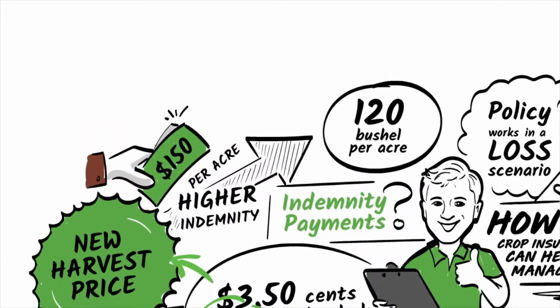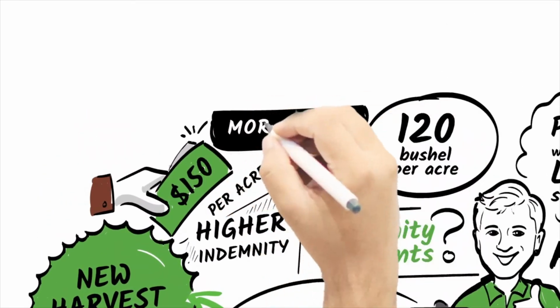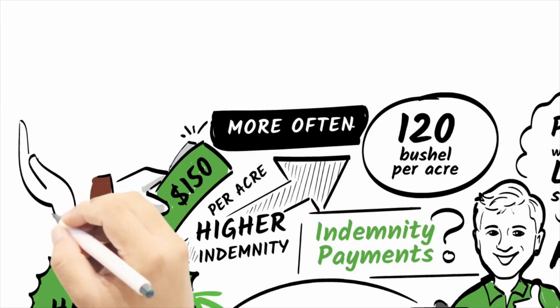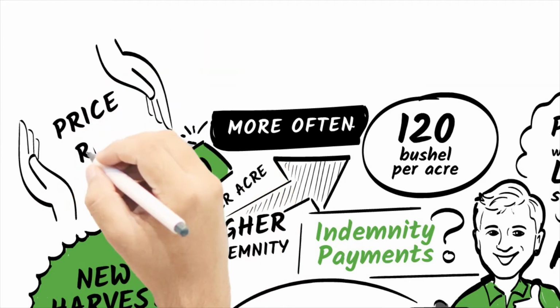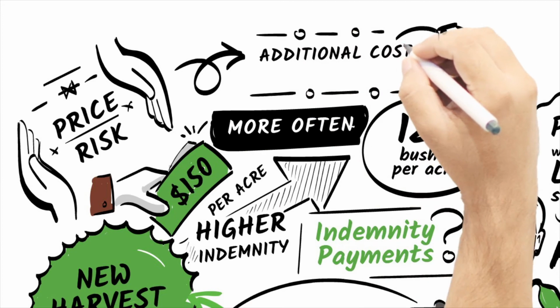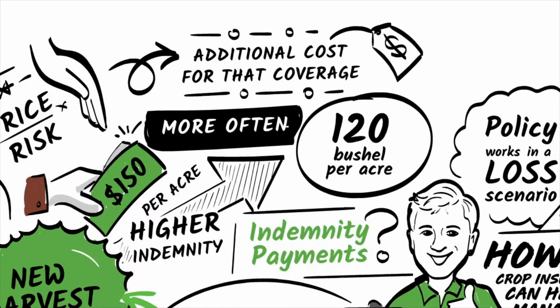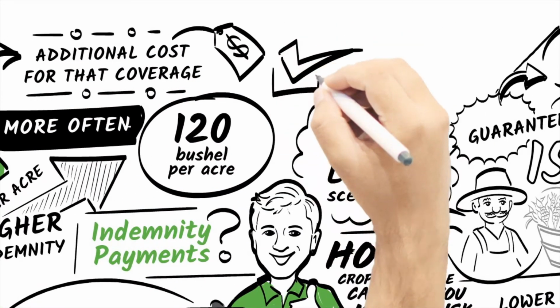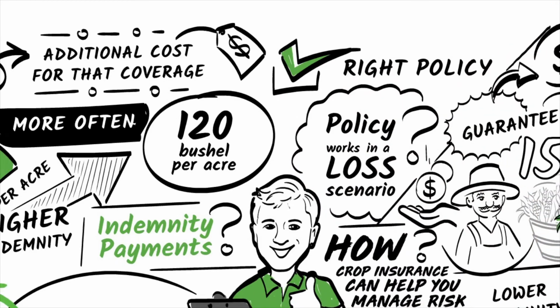As you can see, RP will result in an indemnity payment more often because it also protects you against price risk, but there is an additional cost for that coverage. It is important to talk to your AgRisk advisor to help you decide which policy is right for you.